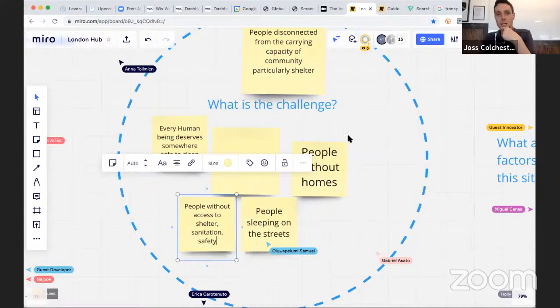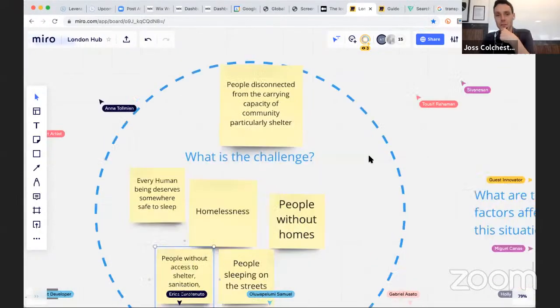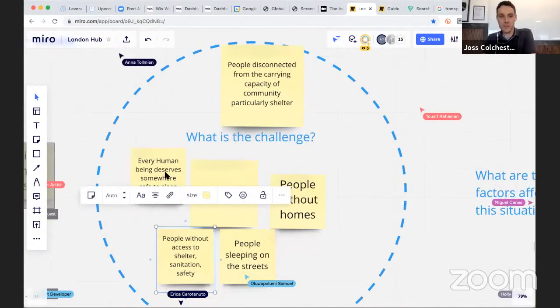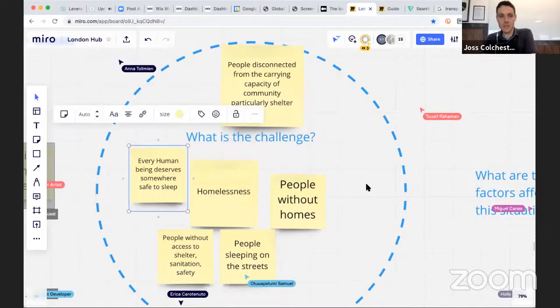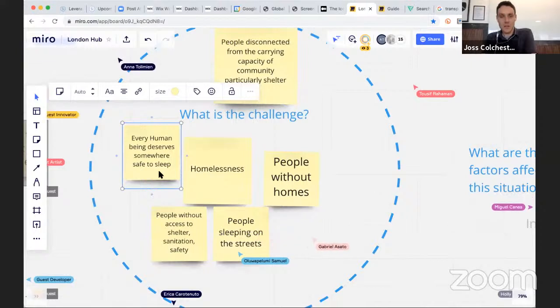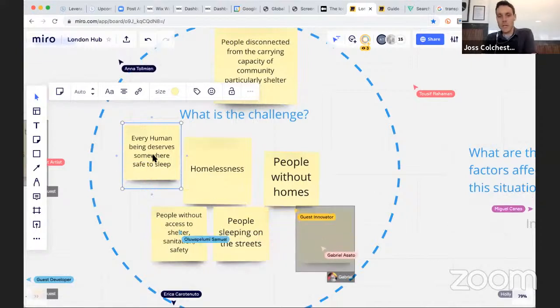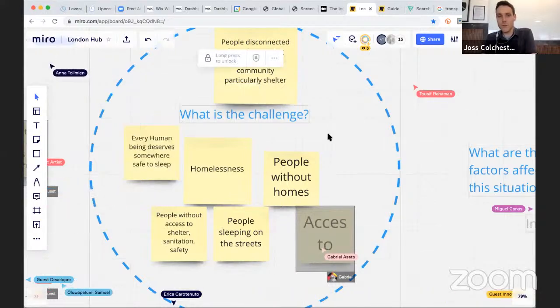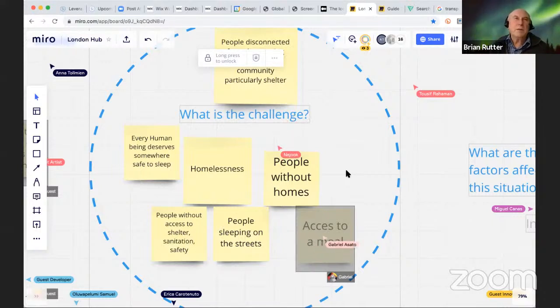So what do we have here? People disconnected from carrying capacity of community, particularly shelters. Okay. Every human being deserves somewhere safe to sleep. Is that really the problem, or is that kind of a statement? It's more a statement that we're making, isn't it? About our expectations and our values and so forth, I'd say. I agree with that. I think it's about values and beliefs, isn't it? I agree with that.